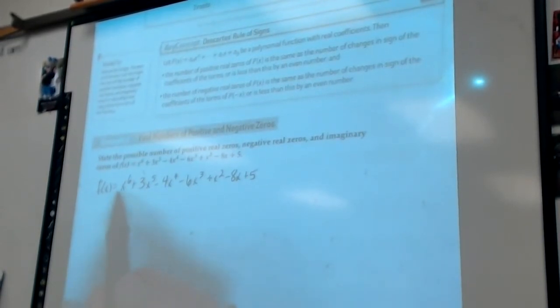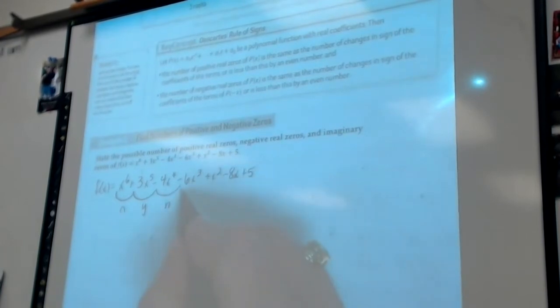Okay, so that means start in front of the first term. X to the 6th is positive, right? So if you need to put a little plus right there, you can. So we're going from a positive to a positive. Is that a sign change? Did it change? No. Okay, then go from this one to this one. We go from a positive to a negative. Is that a sign change? Yes. Then negative to negative. No. Negative to positive. Yes. Positive to negative. Yes. Negative to positive.